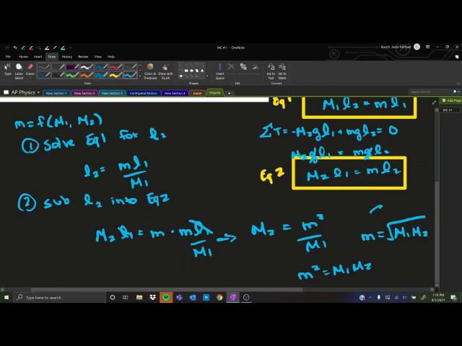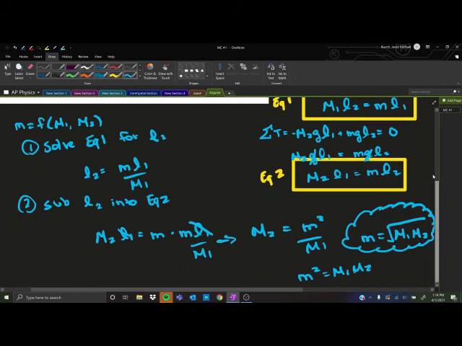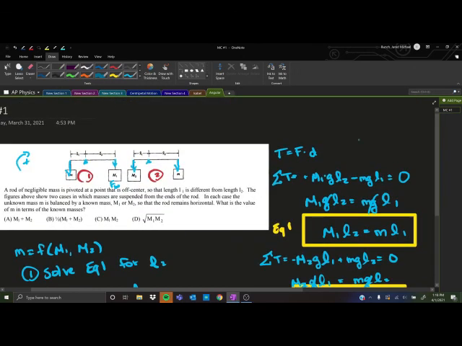So this is our answer right here, and let's go up and see if that is a possibility. And we see that option D has exactly that answer, and so there we go, we got it.